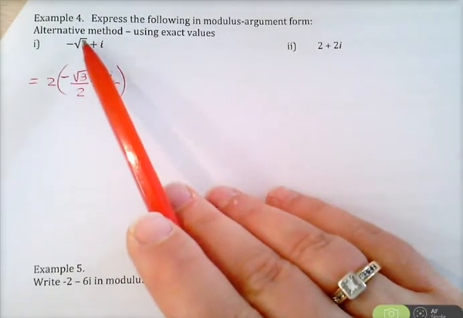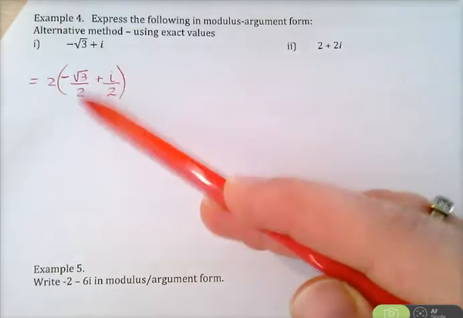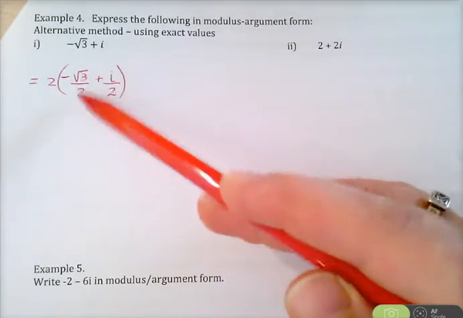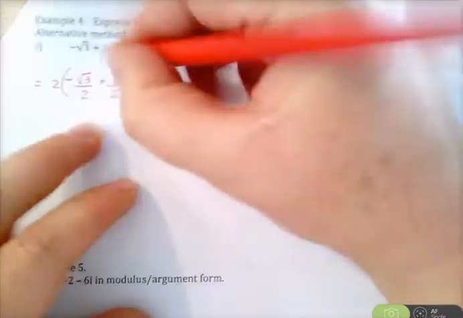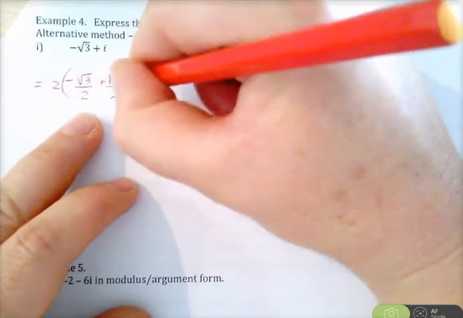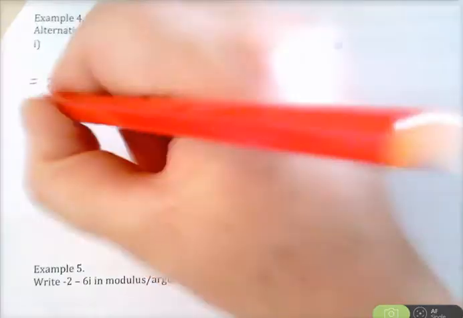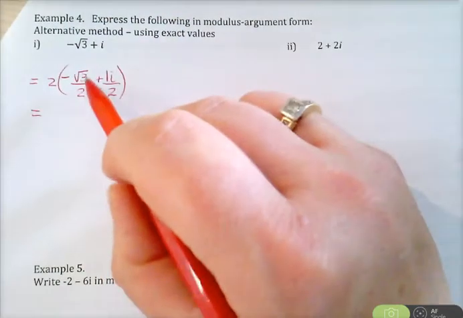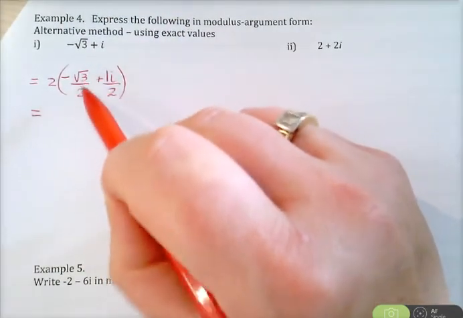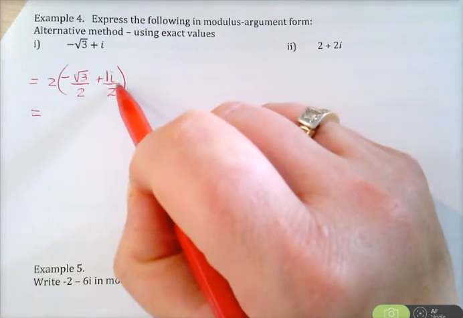So because we can see the root 3 there, we can write that as root 3 on 2. And because that's over 2, this needs to be over 2. So this is I on 2, or a half times I. And to balance out those divide by 2's, we put a 2 out the front. Now this needs to be cos and this needs to be sine.